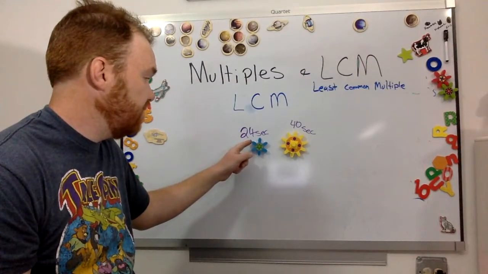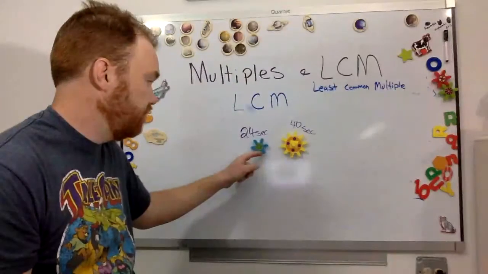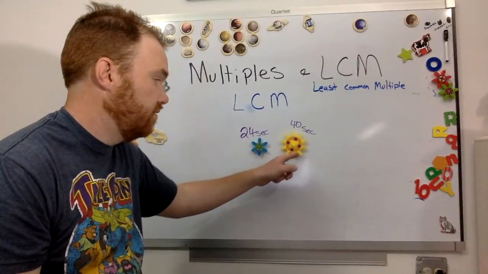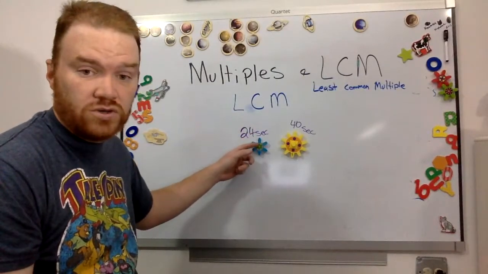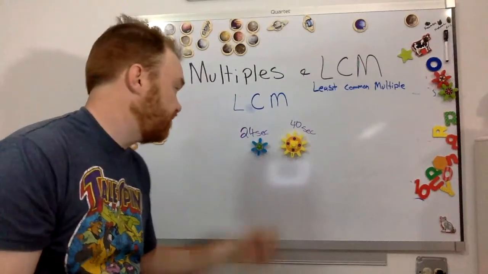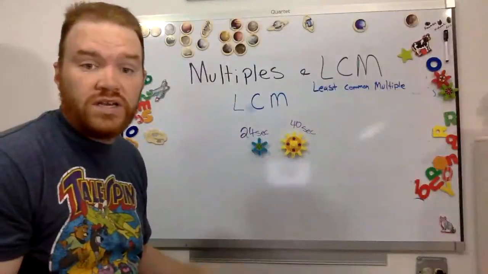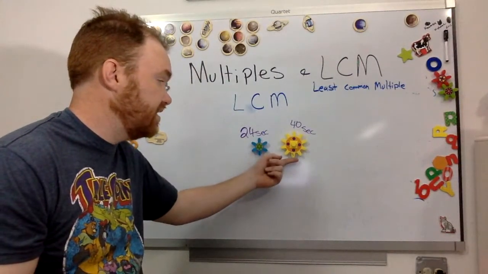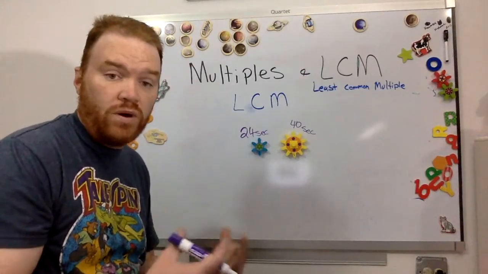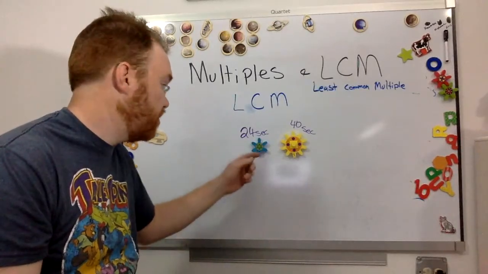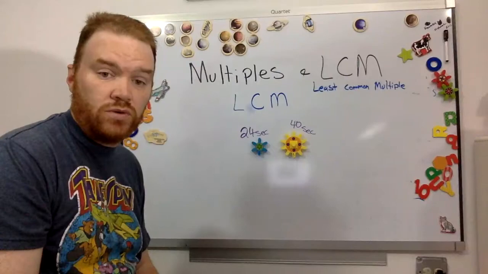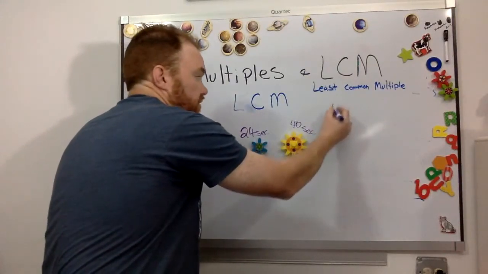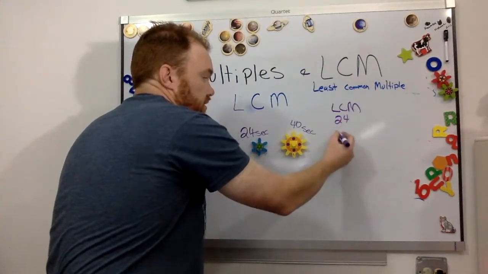Remember, this one takes 24 seconds to go around. This is a little sped up. See, that was 24 seconds. But this one takes 40 seconds. So obviously, this one's going to go around a few more times than my friend's. Well, we need to find the least common multiple, because that's going to tell us when we get to this exact point again. At what point do we have a common multiple, where these two will meet at the bottom again? So the least common multiple, LCM of 24 and 40.